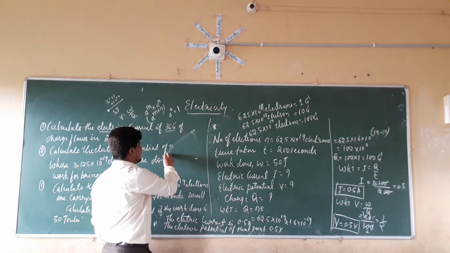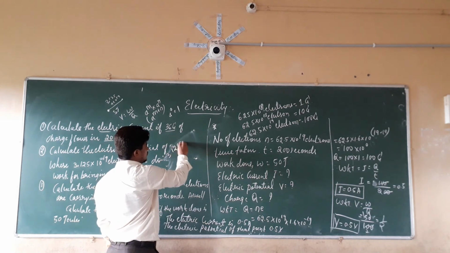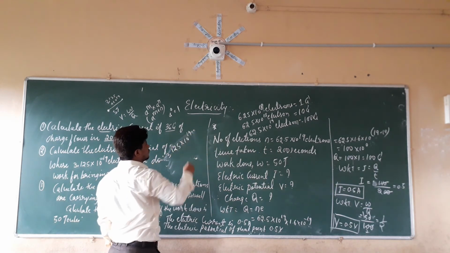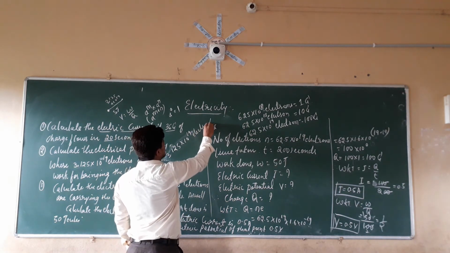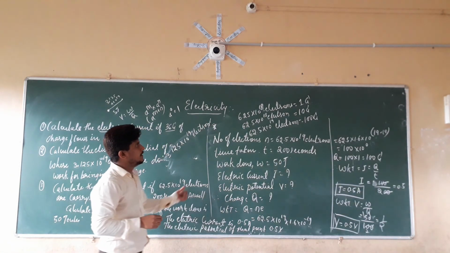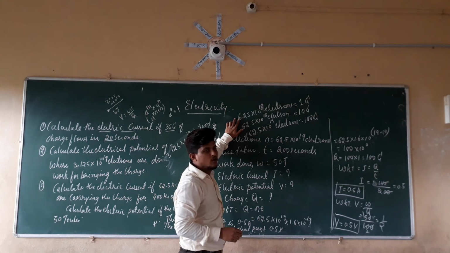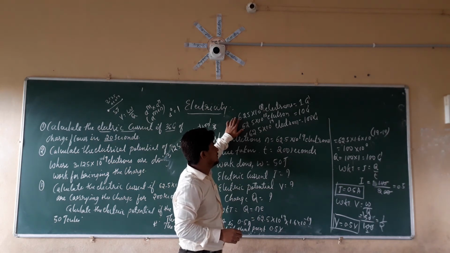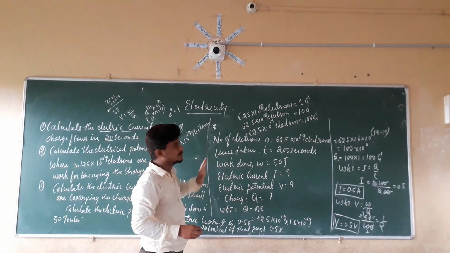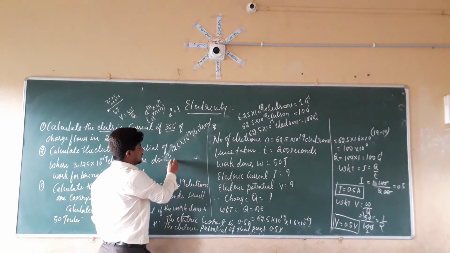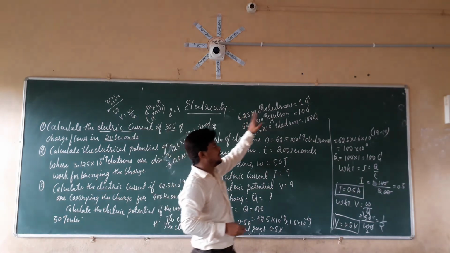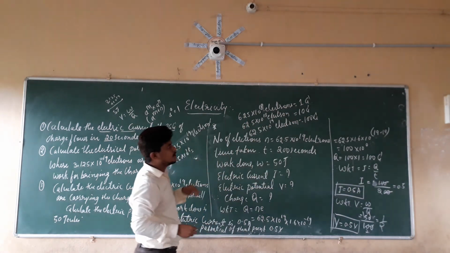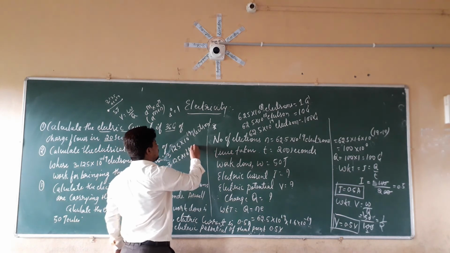In the same manner, if you take the previous problem, 3.125 into 10 raised to 19 electrons is equal to how much charge? If I divide 6.25 by 2, it will be equal to 3.125 only. So it will become 3.125 into 10 raised to 18. If I divide this value, I should divide that value also. If I divide 1 coulomb by 2, it will become 0.5 coulombs.